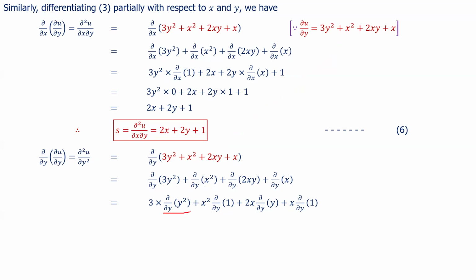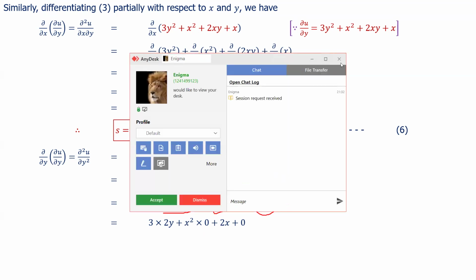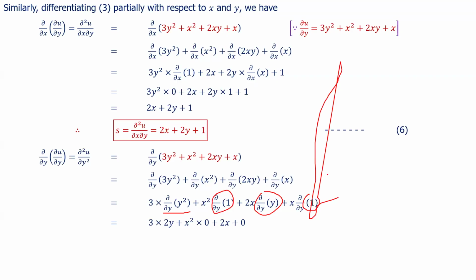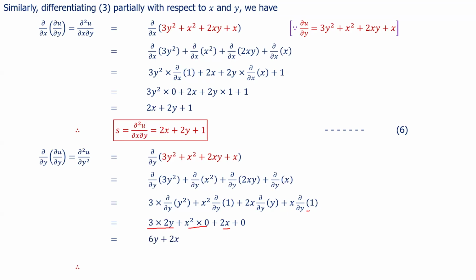What is the partial derivative of y square with respect to y? It is nothing but 2y. The partial derivative of 1 with respect to y is 0. The partial derivative of y with respect to y is 1, and the partial derivative of 1 with respect to y is 0. Now this is 6y, this is 0, plus 2x, and this is 0. So we have 6y plus 2x. This is the value of del 2u del y square, which is represented by t, and whose value is 6y plus 2x in this example.